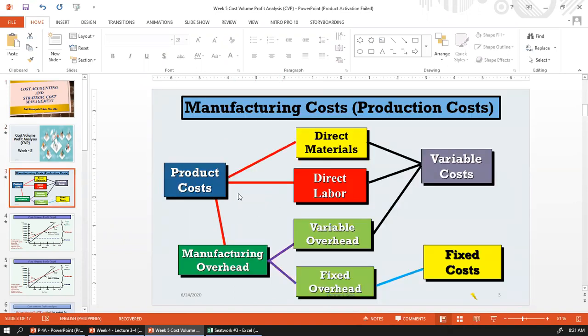Our product costs consist of direct materials, direct labor, and manufacturing overhead. Under manufacturing overhead, we have variable overhead and fixed manufacturing overhead. The variable cost consists of direct materials, direct labor, and variable overhead. And for the fixed cost, our fixed manufacturing overhead.